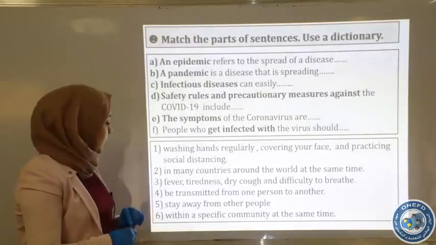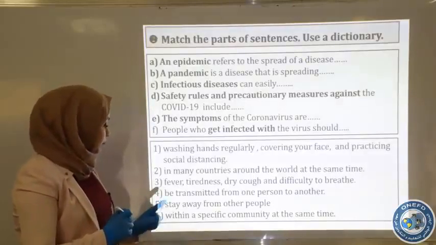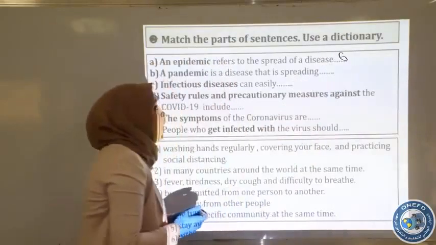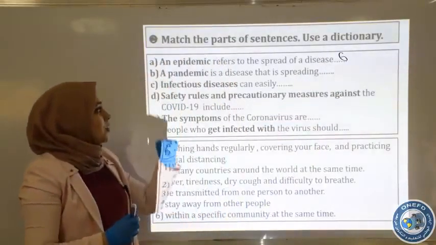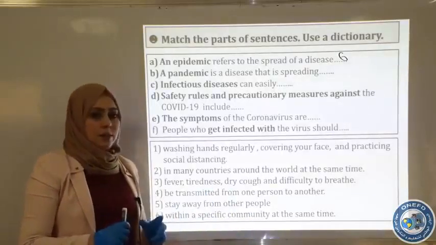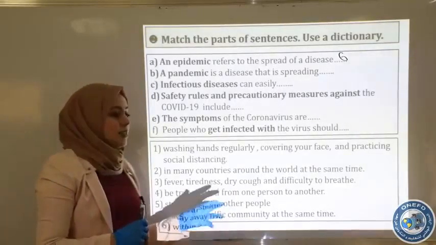We can match it with the last one, which is 6. I'm going to write 6 here. So, an epidemic refers to the spread of a disease within a specific community at the same time. What do we mean by within a specific community?